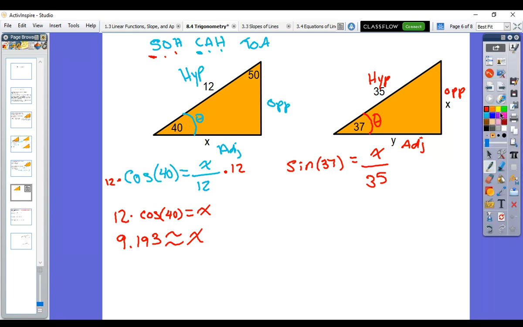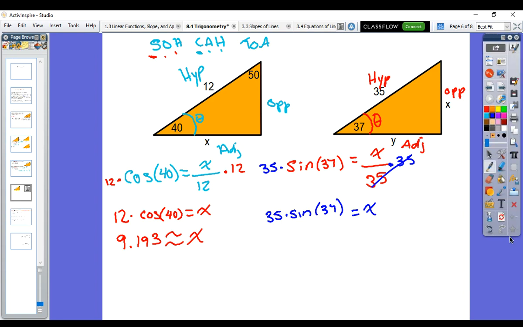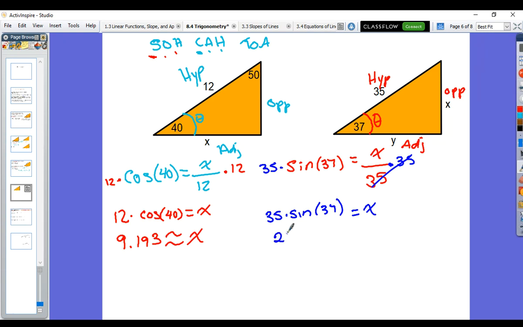Then, just like before, to solve for x we multiply both sides by the denominator, 35, to get rid of it, giving us just x on one side and 35 times the sine of 37 on the other. In your calculator, you'll plug in 35 times the sine of 37 in the parentheses and hit enter. You should get 21.06, which we're going to round to 21.06. That's the value of our x.